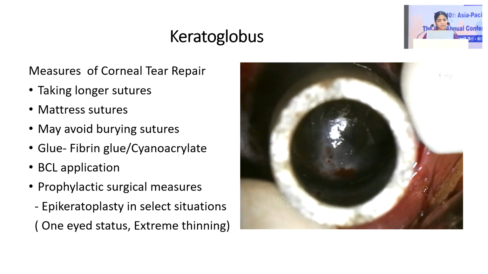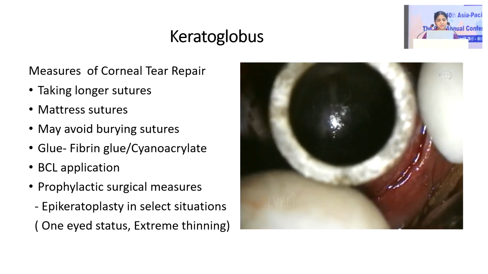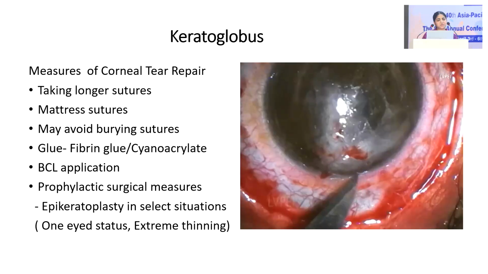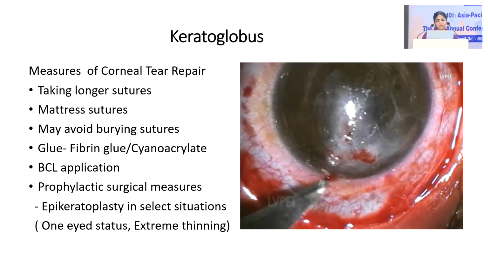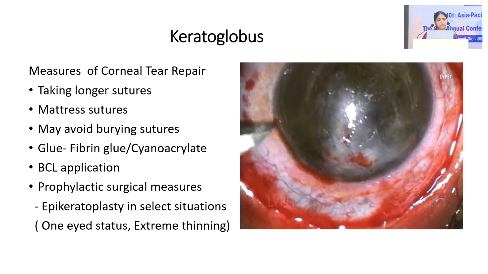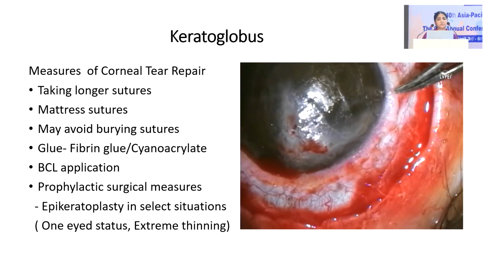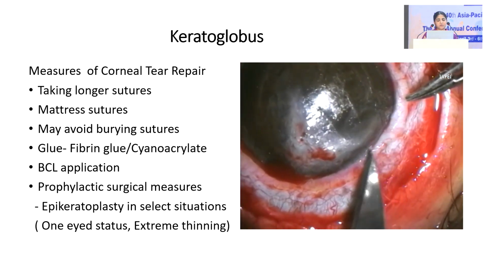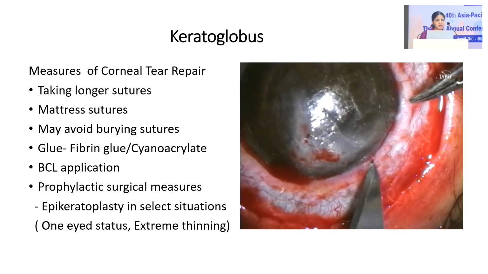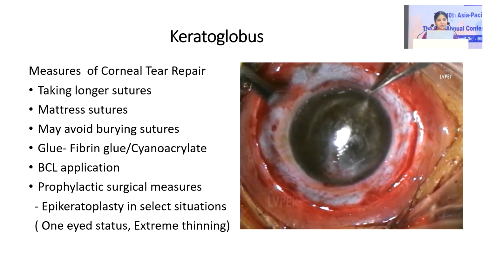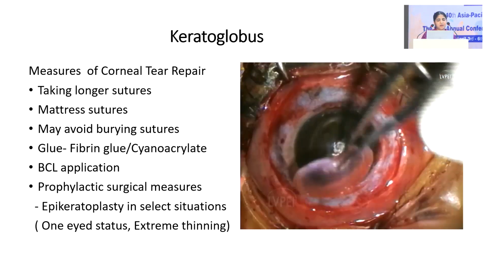I won't cover it in detail because we have a subsequent presentation. But prophylactic surgical measures in the form of epikeratoplasty, as is shown in this video, can be one way of managing some cases which have extreme thinning and are one-eyed, to preserve the globe integrity. Otherwise, some of these complications, when they happen, can lead to complete loss of vision and a non-salvageable eye situation.